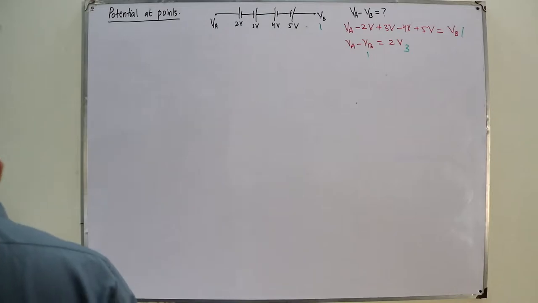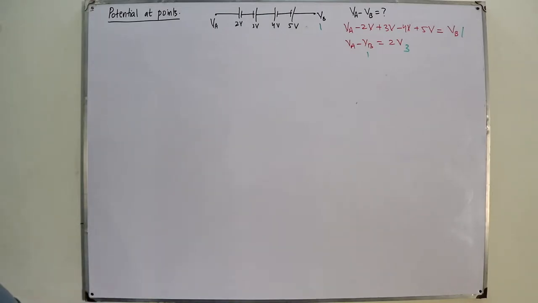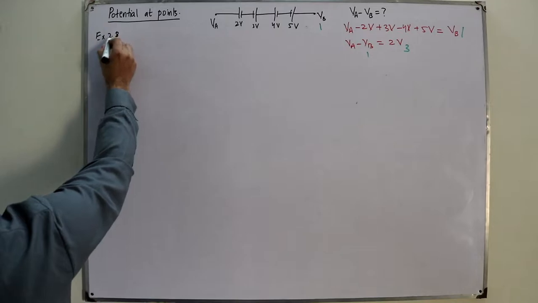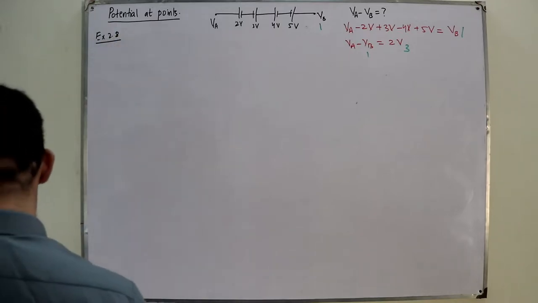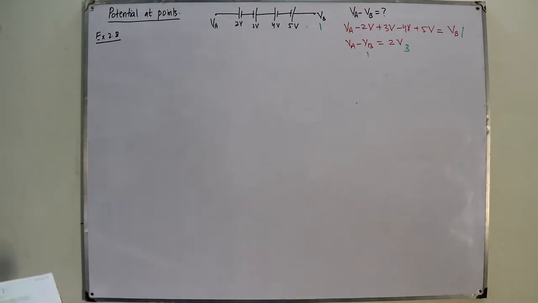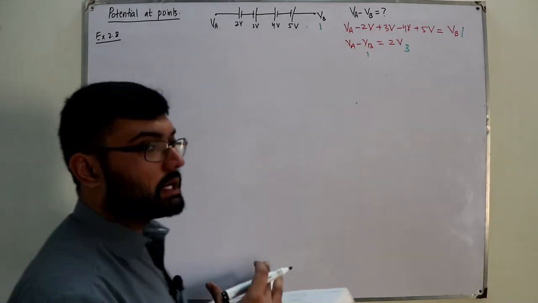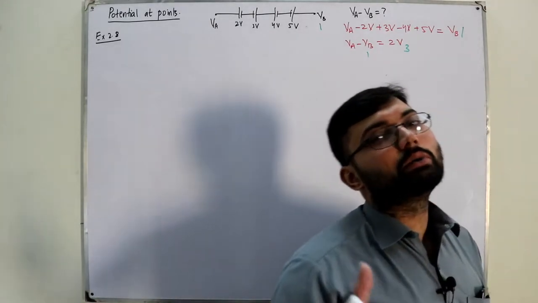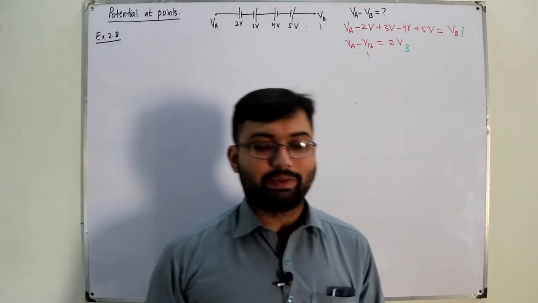Anyways, example number 2.8. Determine, first let me draw the circuit. Example 2.8. We are continuing from the series diode configurations. If you've not watched the previous video, the link is in the description. I've told you previously, I assume that you've already watched the previous videos in the complete playlist.